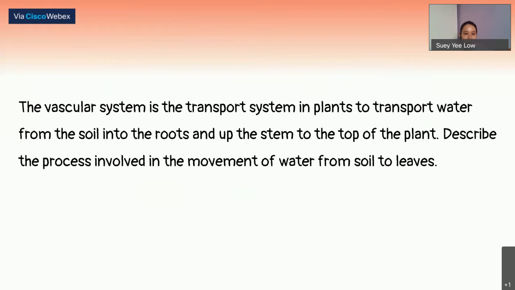Here the question is: the vascular system is the transport system in plants to transport water from the soil into the roots and up to the stem to the top of the plant. So, describe the process involved in the movement of water from the soil to the leaf. This essay question is worth about 20 marks, so you probably have to give me 20 points. Here I give you a clue. You can involve your capillary action, your transpiration pull, and also your root pressure in this essay. The answer will be provided in the next class.